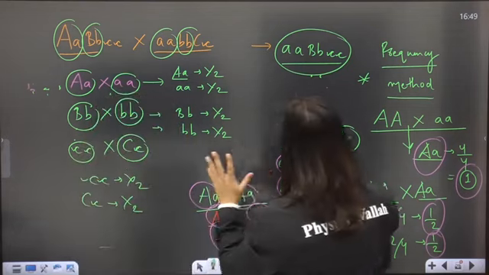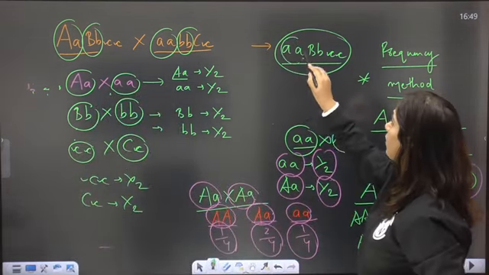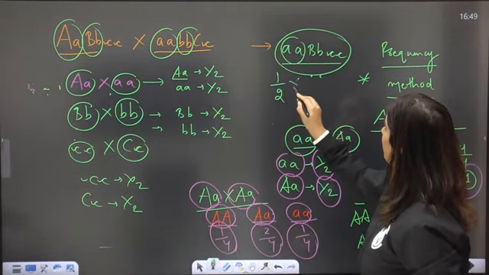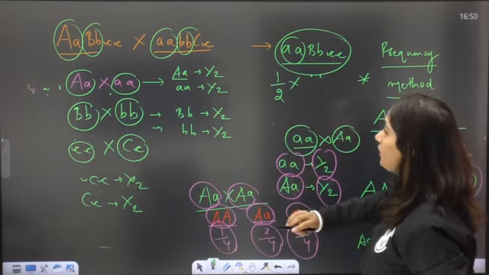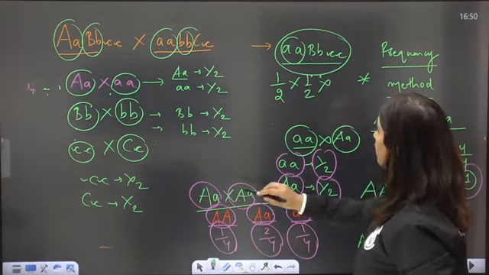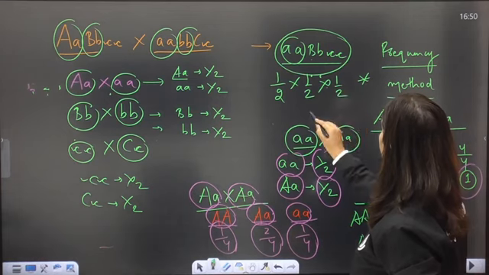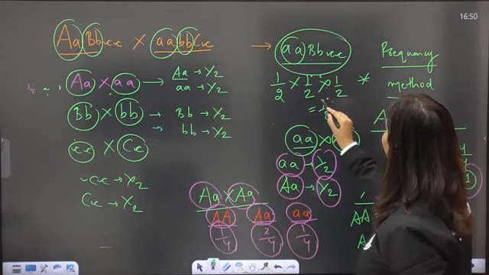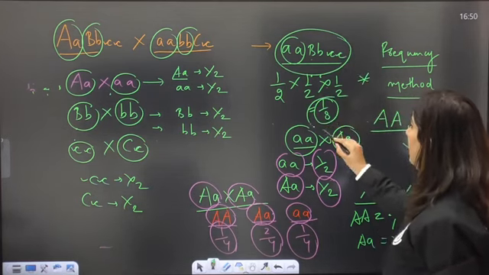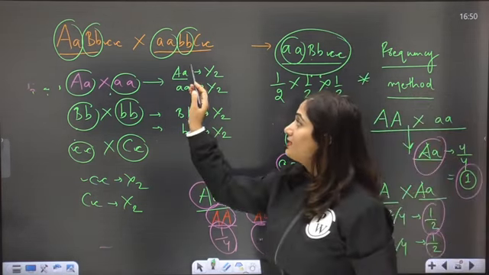So, let's apply the formula. Small a, frequency 1 by 2. Capital B, small b, frequency 1 by 2. Small c, 1 by 2 comes out to be 1 by 8. So what is the probability of this genotype? 1 by 8 if the parents are these.